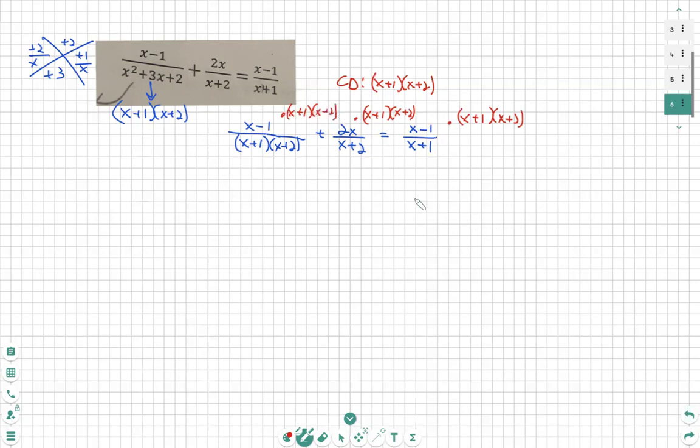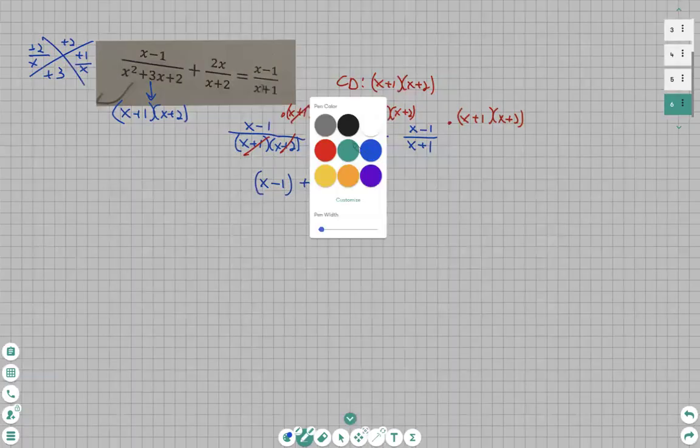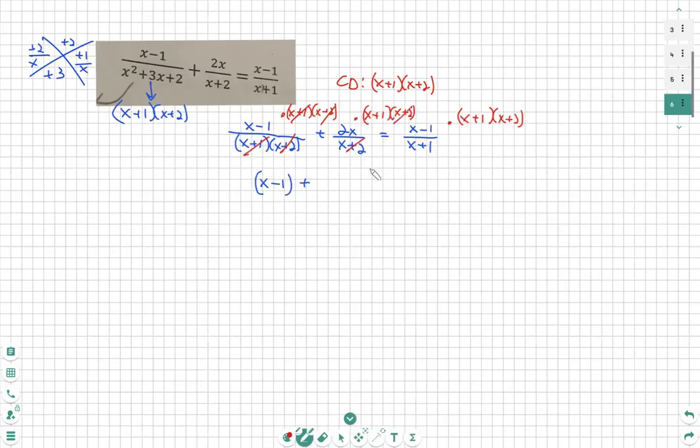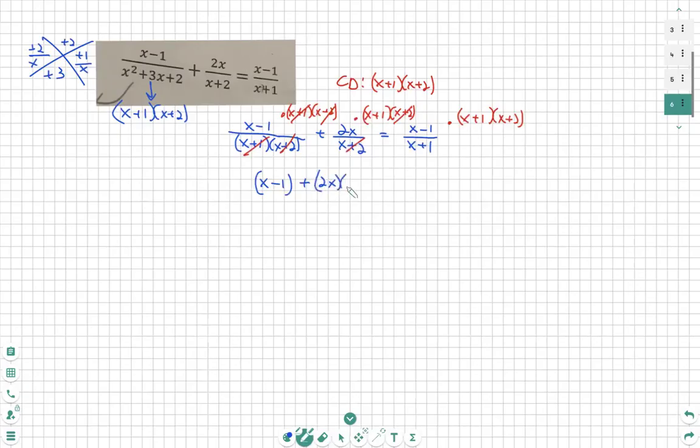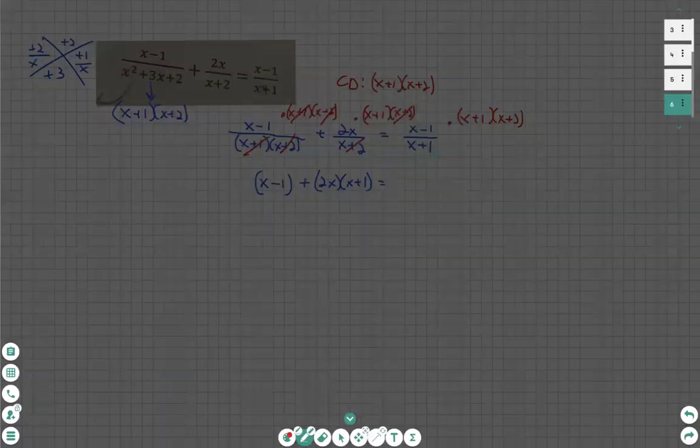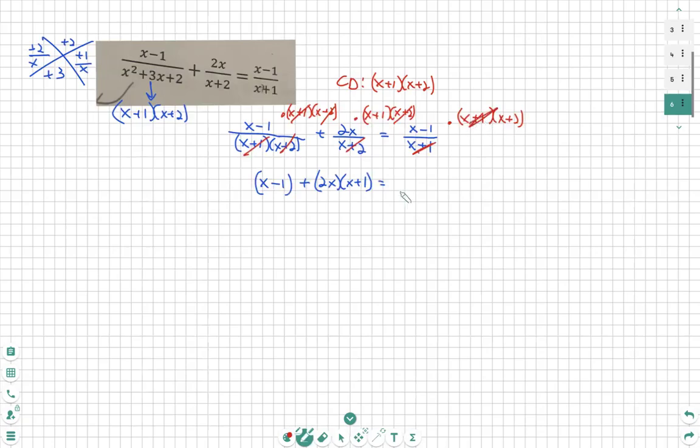Okay, so first term, x + 1 cancels, x + 2 cancels. What remains is x - 1, and we leave it in parentheses. Plus, x + 2 cancels. 2x in parentheses, times (x + 1). Next, x + 1 cancels.